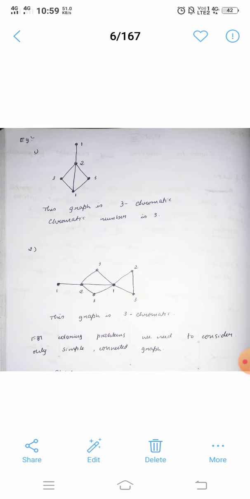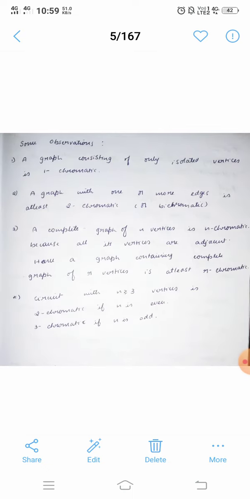That you have to remember. We'll continue. We'll see some of the observations related to the properly colored graph and related to the chromatic numbers.